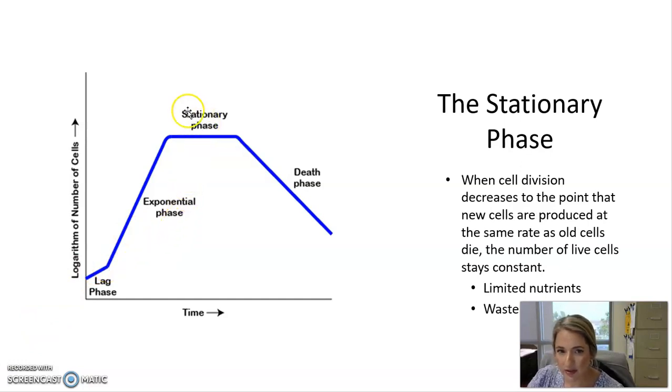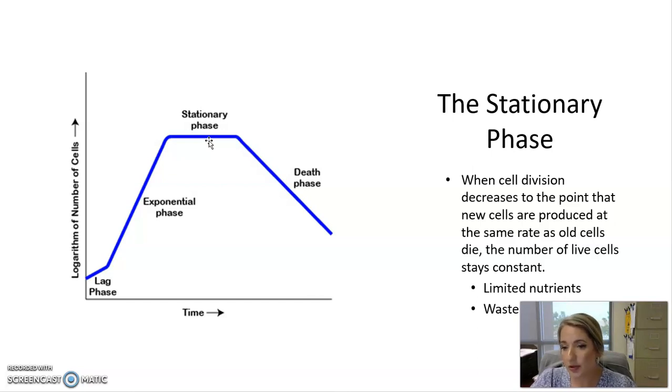The stationary phase is this top phase right here. And we see it's kind of a flat line. So in the stationary phase, the number of new cells being produced equals the number of older cells that are now starting to die off. The thing you have to remember is at this point, the media within the petri dish has been used substantially. So there's nutrient depletion, and then waste is starting to build up. And because of this, some of those original cells are starting to die off.